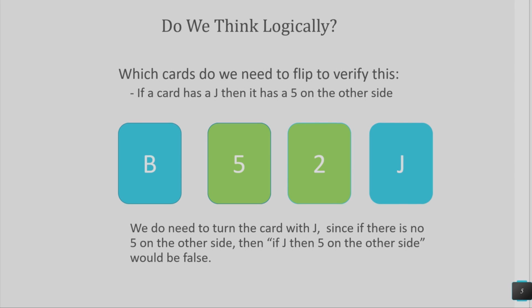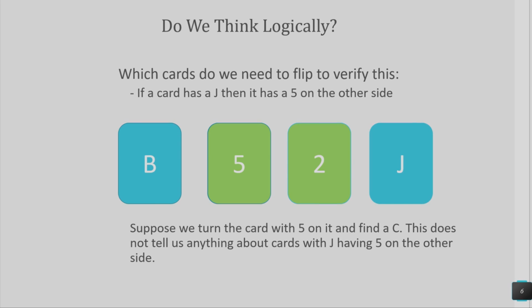So first you probably went to the card with a J and said, if I need to check that every card with a J has a 5 on the other side, then I better flip over the card with a J. So you flipped over that card, found that it does have a 5, and you say, so far so good. So far it seems that every card with a J has a 5 on the other side. Now, is there any other card which you might need to flip, which may tell you that actually no, maybe not every card with a J has a 5?